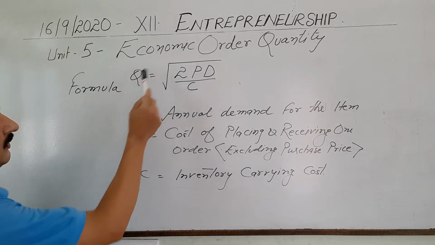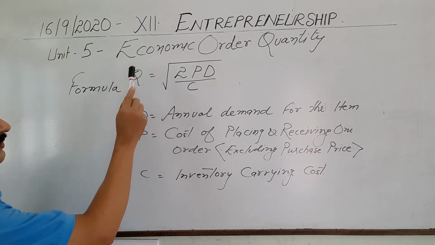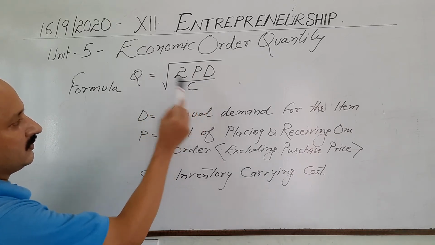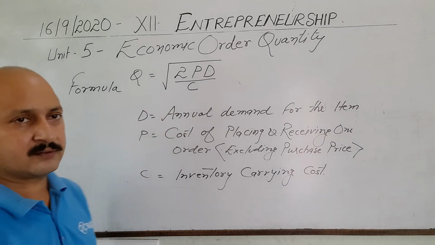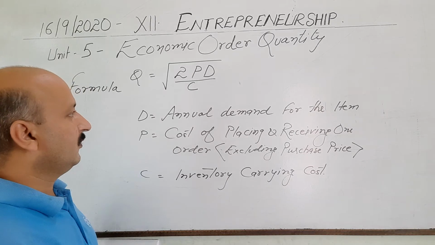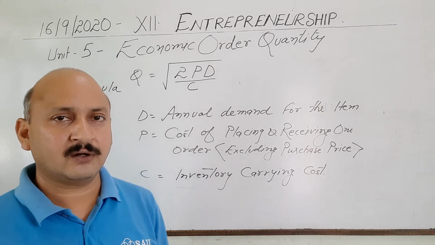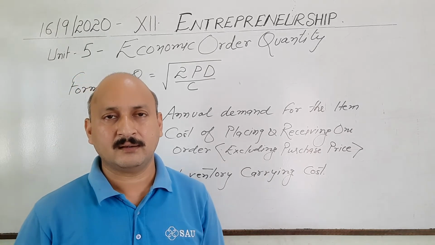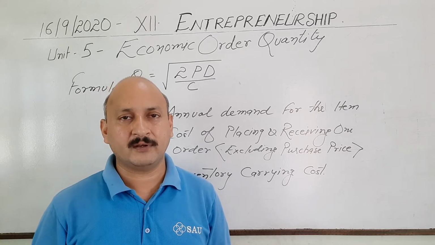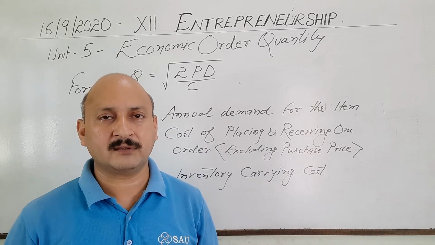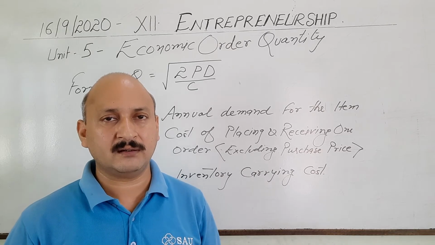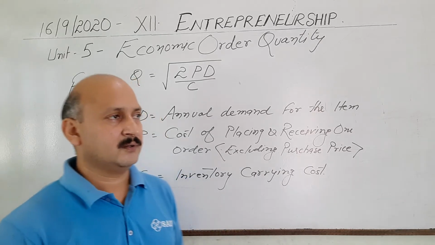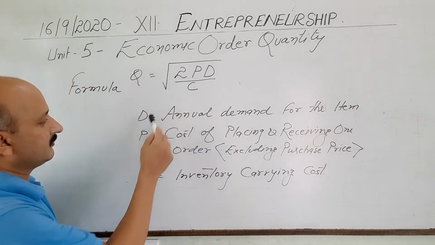Economic order quantity is denoted by the letter Q. Q equals under root 2PD upon C. So it's a short formula, and whenever we are going to solve any question, first of all we have to write the formula, then explain it, then solve it. So every such type of numerical has three stages. First write the formula, then explain the formula, then solve the numerical problem. So now let's start with the explanation.